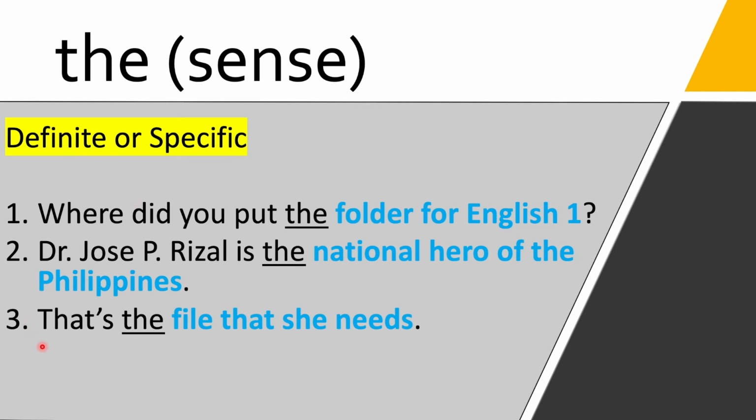And number 3, that's the file that she needs. So specifically, exactly that file is what she needs. All right, so do you understand, guys? We could not say "that's a file," because when we say "that's a file," it could be any other file, but certainly we don't know whether that uncertain file is what the person needs. So the right article is "the." Okay, the file. All right.